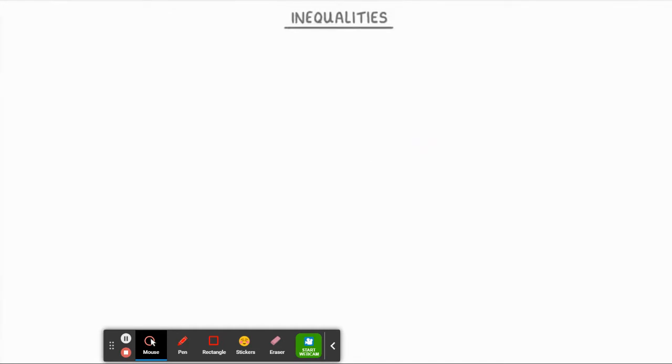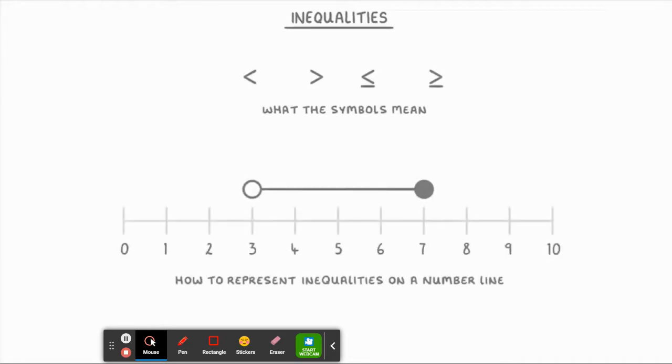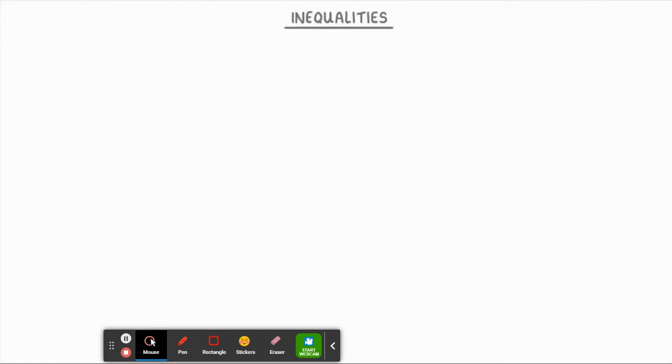In this video, we're going to cover the basics of inequalities. So we'll take a look at what all the different symbols mean, and also at how to represent inequalities on a number line. Let's start with the symbols. If we look at this expression, it means that x is less than 10. So x could be 9, or 8, or 3, or negative 4. Basically anything that's less than 10.